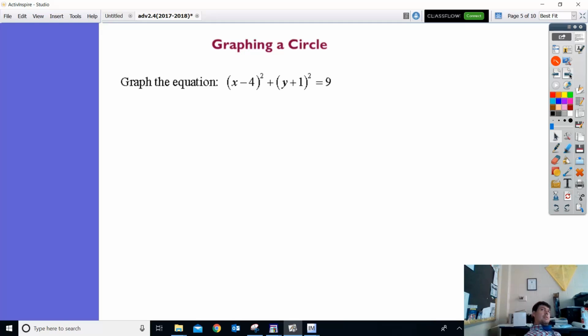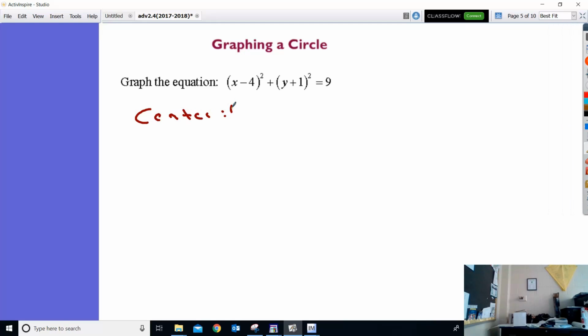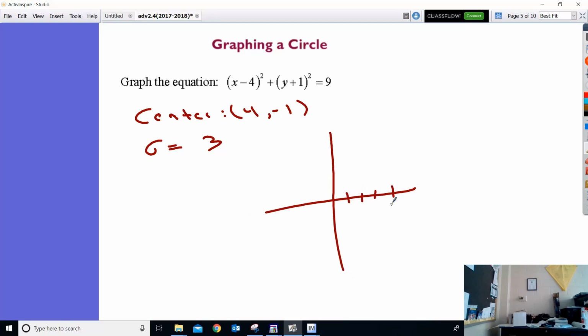So we're supposed to graph this equation: (x minus 4) all squared plus (y plus 1) all squared equals 9. Ms. Brooks, can you tell me the center? Bryce, can you give me the radius? 3. 1, 2, 3, 4, and 1. And from that center, what do we do? Up 3, down 3, left 3, right 3.